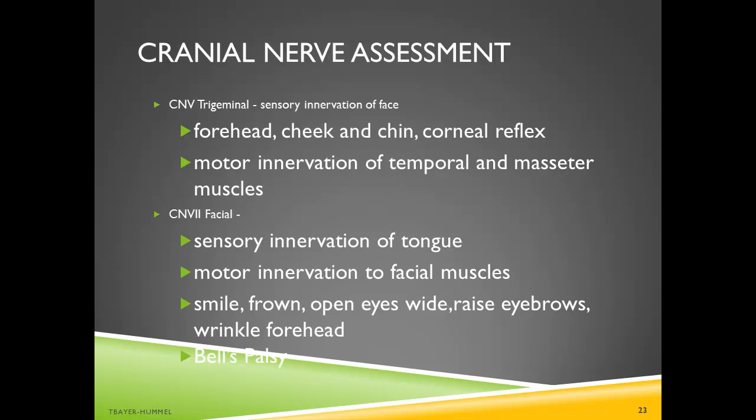Cranial nerve assessment. Cranial nerve number 5, trigeminal, sensory innervation of the face. Check the forehead, cheek, and chin and corneal reflex. Motor innervation of the temporal and masseter muscles. Cranial nerve number 7, the facial nerve, sensory innervation of the tongue. Motor innervation to the facial muscles. Checking by smile, frown, open eyes, raise eyebrows, and wrinkle forehead. This is the nerve that's affected when Bell's palsy is diagnosed in a patient.